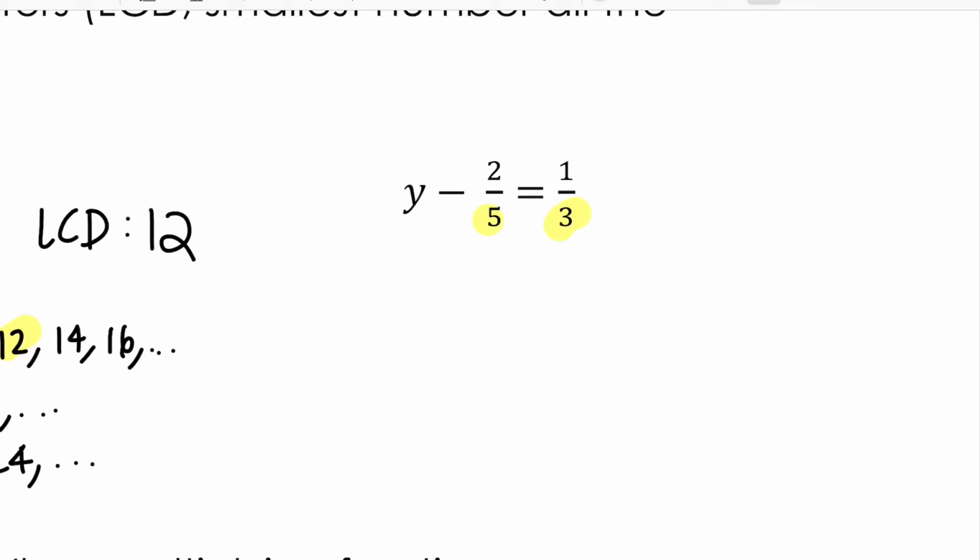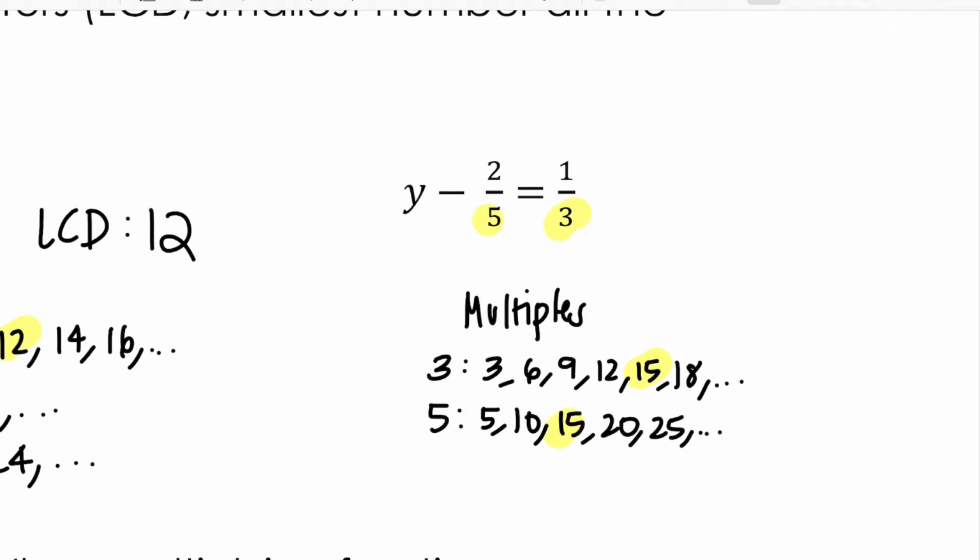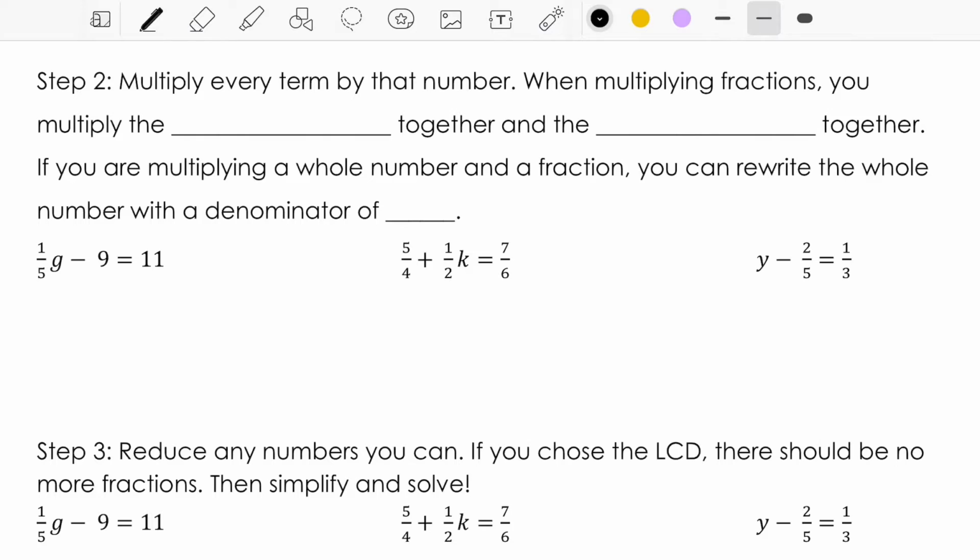To figure out the least common denominator of 5 and 3, we can list out the multiples, and we can see the smallest number in both of these lists is going to be 15. So once we figured out what the least common denominator is, we're going to then multiply every term by that number. So when multiplying the fractions, you're going to multiply the numerators together, that's the numbers on the top, and the denominators together, which are the numbers on the bottom. If you're multiplying a whole number and a fraction, you can rewrite the whole number with a denominator of 1.